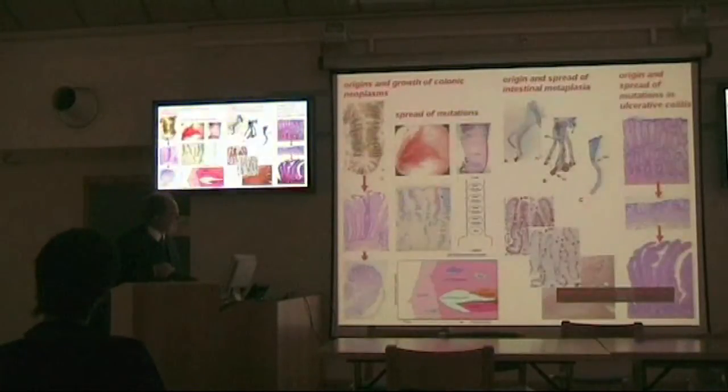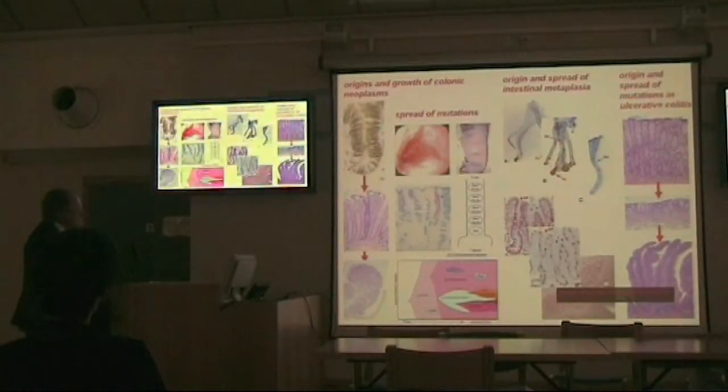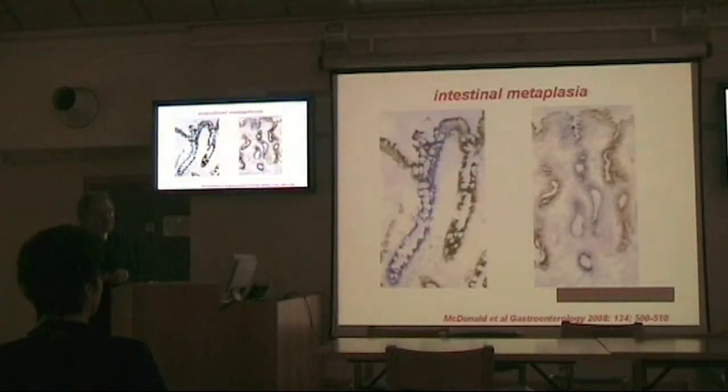So here we have a real mechanism by which these mutations can spread from Barrett's esophagus through intestinal metaplasia and through these adenomas and also for colitis. So, what is intestinal metaplasia? Well, it's an important condition. You can see here, we also get this sort of mutation.